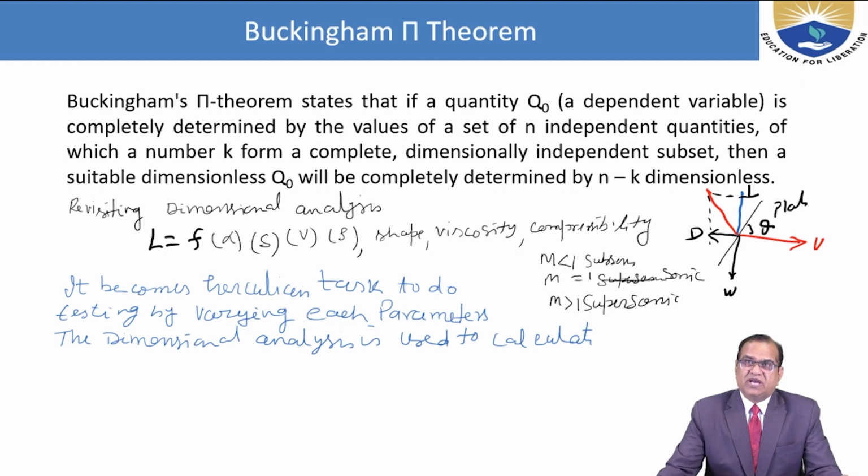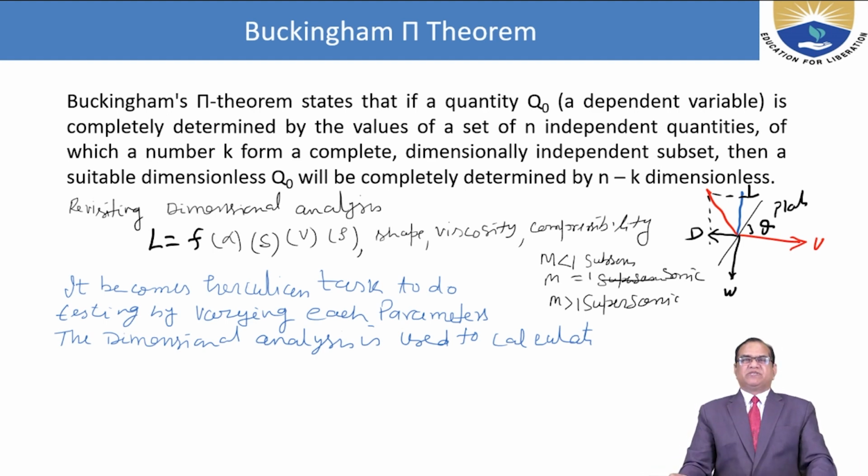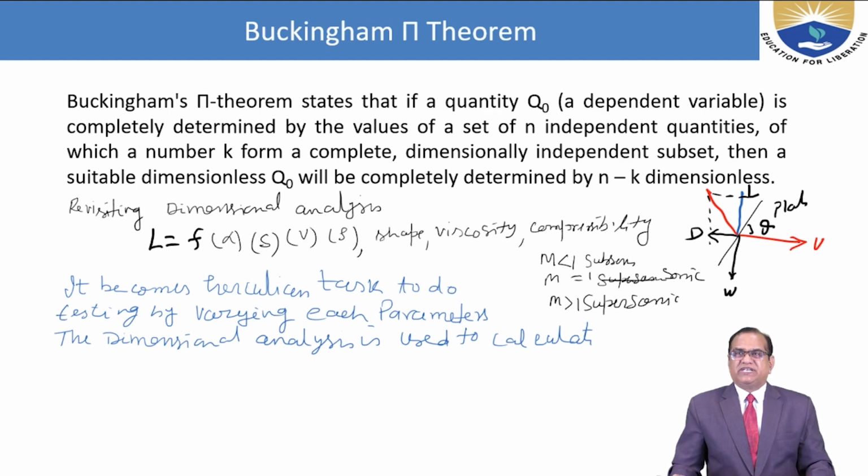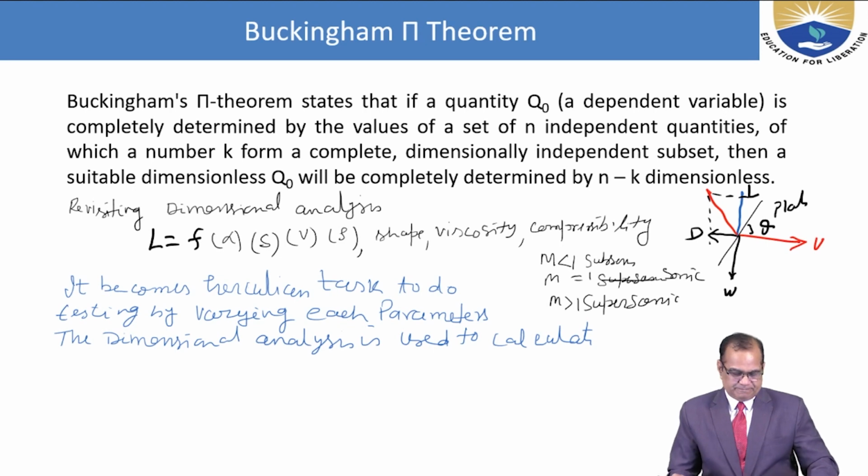Now we will discuss Buckingham's pi theorem. This theorem is very useful for dimensional analysis, and it is also very useful for aircraft motions and all. Buckingham's pi theorem states that if a quantity q naught, a dependent variable, is completely determined by the value of a set of n independent quantities, of which a number k form a complete dimensionally independent subset, then a suitable dimensionless q naught will be completely determined by n minus k dimensionless quantities. Okay, so these many equations will be there.